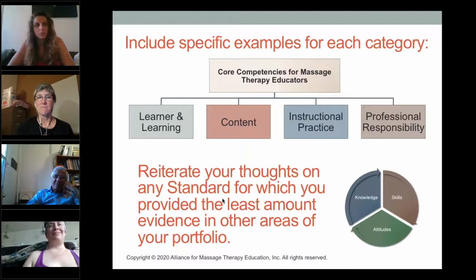Has anybody started writing their statement of interest and having this challenge? How to squeeze it all in? Liz raised her hand. Yeah.